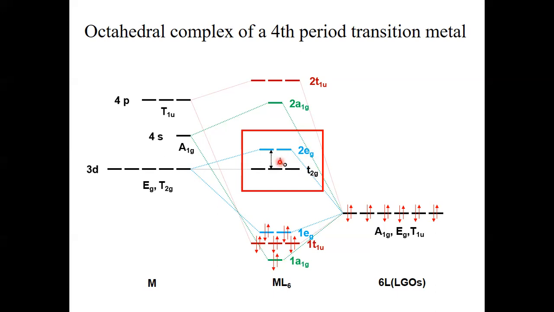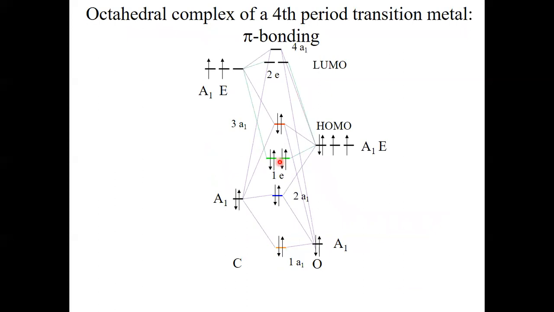All right. So now we have, however, only considered sigma bonding thus far. Next, according to our protocol that we have developed, we also have to think about pi bonding. So now we have to go back to the molecular orbital diagram of our ligand and see if there are also molecular orbitals present that have suitable symmetry and also energy to overlap with metal d orbitals in a pi fashion.